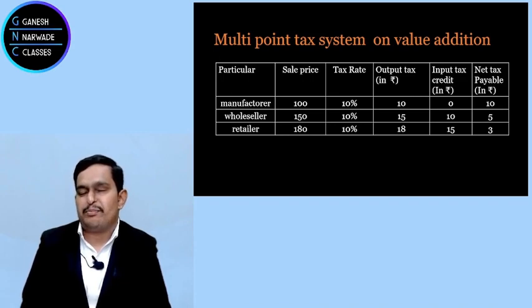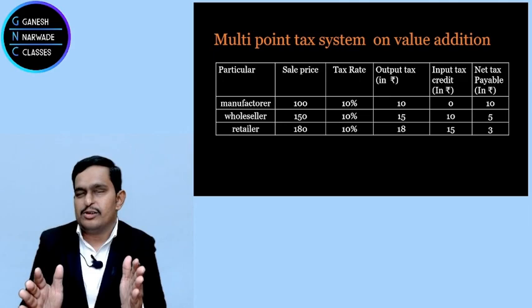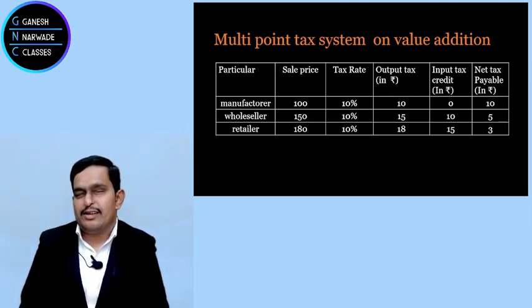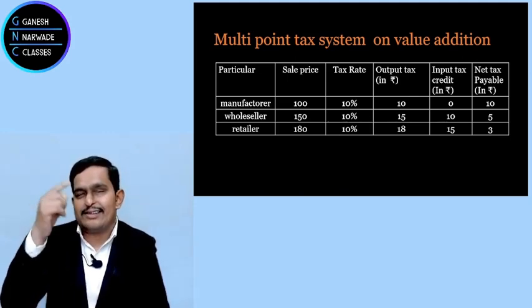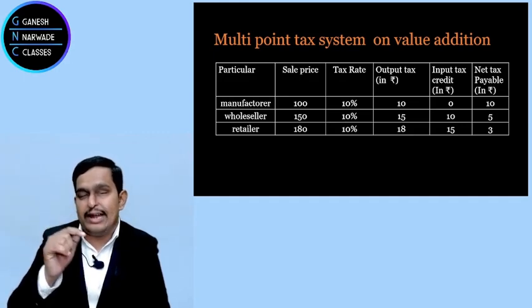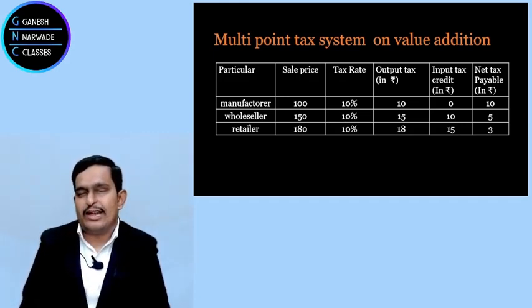Last one is net tax payable. Now the columns are clear to you. Now let's start, jump into it. Manufacturer. How much is the sale value? 100 rupees. How much is the tax rate? 10%. How much is the output tax? 10 rupees. 100 into 10%, 10 rupees is the tax. Very good. Now 10 rupees is the output tax. But in the previous stages, was there any tax paid? No. So that's why input tax is 0. Okay.